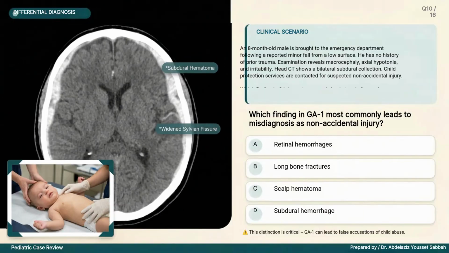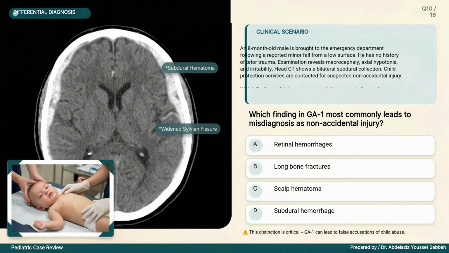Case 10. An 8-month-old male is brought to the emergency department following a reported minor fall from a low surface. He has no history of prior trauma. Examination reveals macrocephaly, axial hypotonia, and irritability. Head computed tomography shows a bilateral subdural collection. Child protection services are contacted for suspected non-accidental injury.